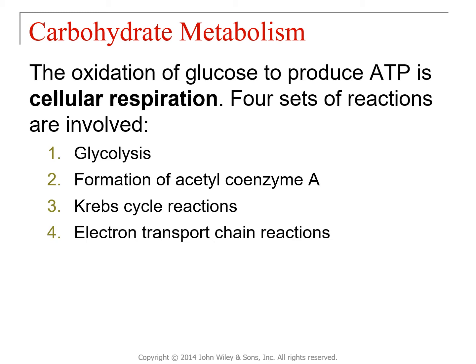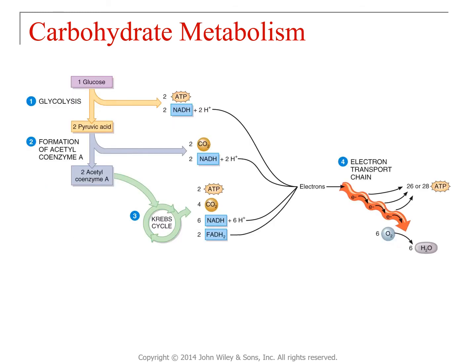So we're going to look at each of these steps. We're going to see where they occur in the cell. We are also going to look at what products come out of each set of reactions and the overall effect with respect to ATP production. Here we have an overview of glucose metabolism.